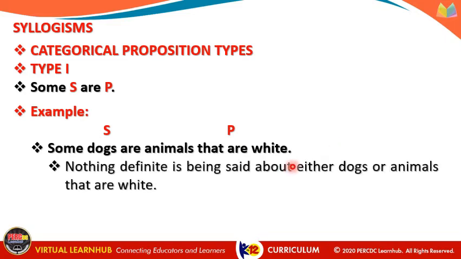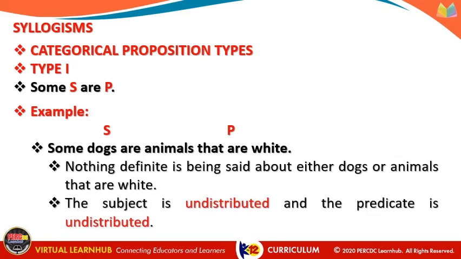As we can see here, nothing definite is being said about either dogs or animals that are white. Nothing definite is being said about all dogs because it says here, some dogs are white. So not all dogs are white. So it does not say something about all dogs. And at the same time, it does not say something about all animals that are white. We cannot say that all animals that are white are dogs. Thus, the subject is undistributed and the predicate is also undistributed.